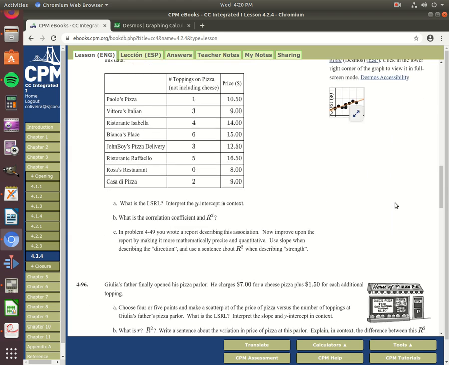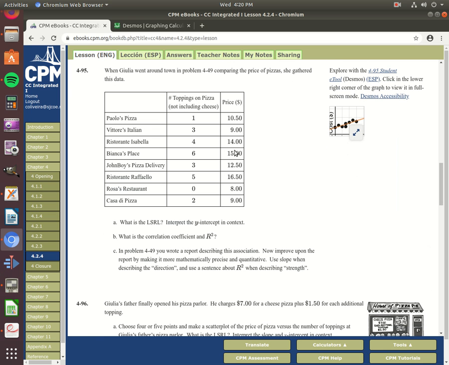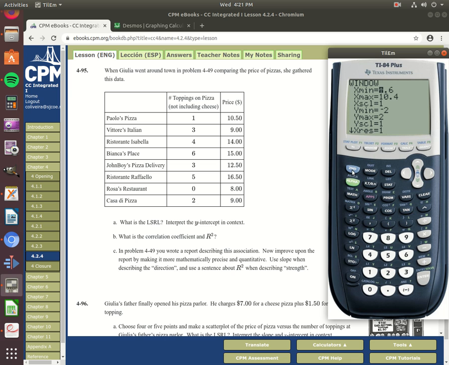All right. So wrapping up, getting close to the end of the Integrated 1 book. So excited. So when Julia went around town on problem 449 comparing prices of the pizzas, she gathered this data. So what's the LSRL? Interpret it. So again, I'm going to go to my calculator. Again, I am going to clear the memory. And again, I'm going to run all of this data.